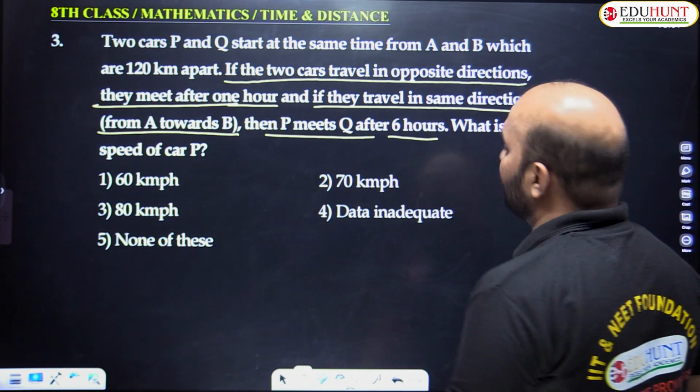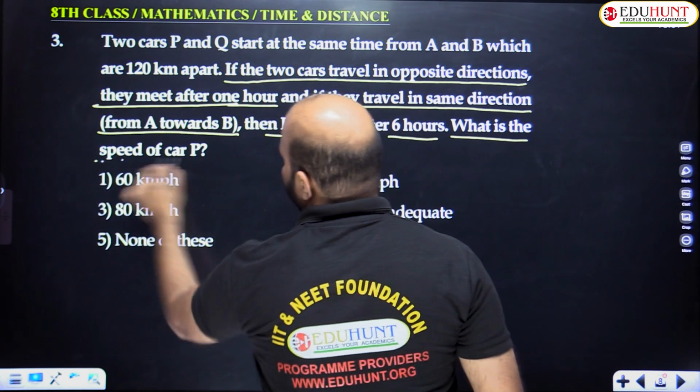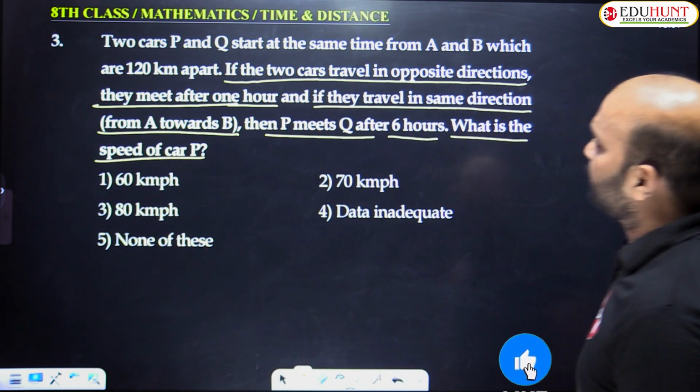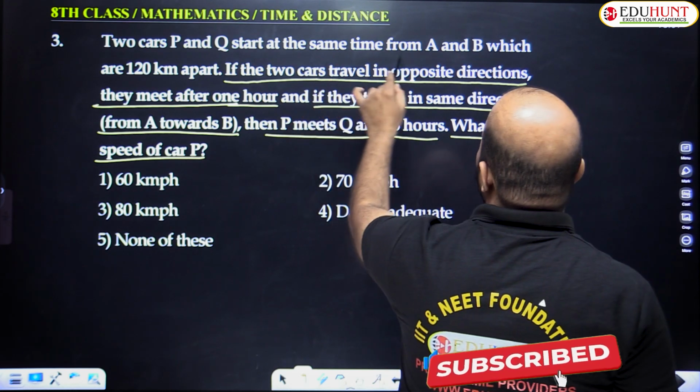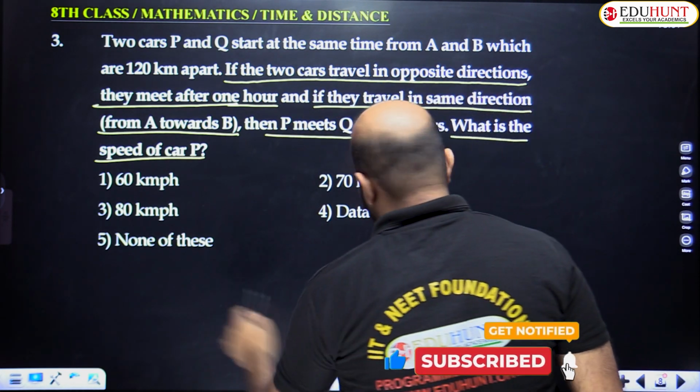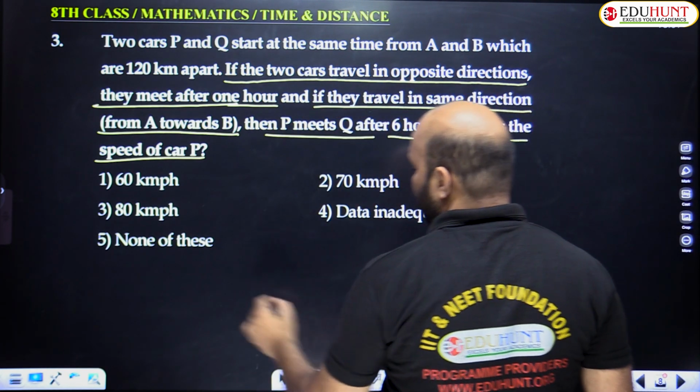What is the speed of the car P? That is the question. So you don't know the speeds, only the distance is given. Two cars P and Q start at the same time from A and B. So what I am given in that question, clearly we need to understand.